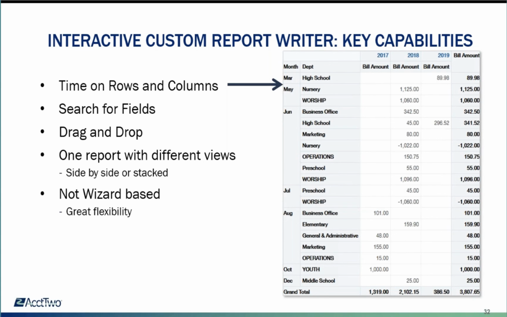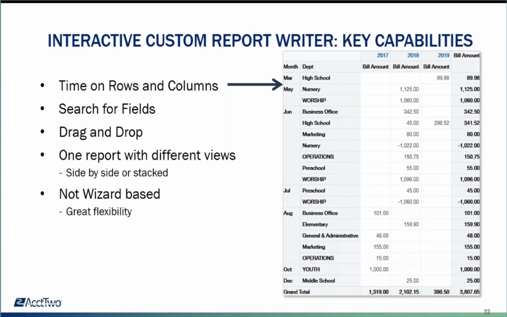Remember when we ran the custom report writer and you picked a table and then you had to search for fields manually by opening up tables? Well, in the interactive custom report writer, you literally can search. There's a search feature to find the fields you want. So you can type in the word date and it'll bring back all the date fields that are available to you. This is drag and drop functionality.